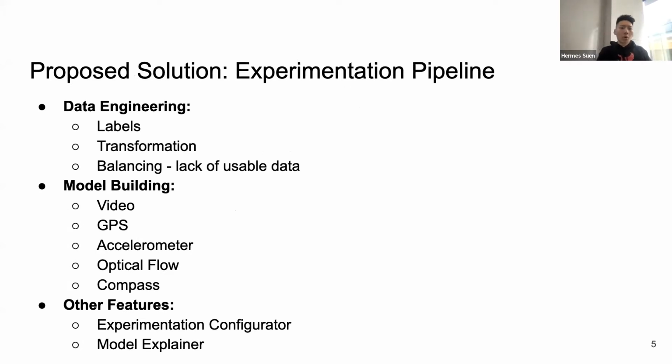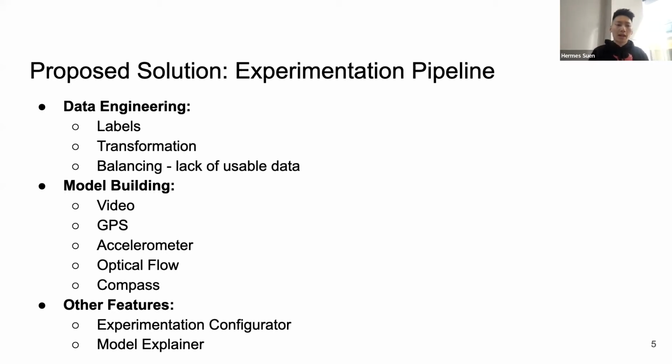Again, our proposed solution can also be divided into two main categories: data engineering and model building. In the data engineering part, we have three main components: labeling, transforming the data, and balancing it. For labeling, we plan to use compass data from the iPhone. We plan to have people collect data in very controlled environments like a grocery store or a library where there are a lot of opportunities for turns and for short turns.